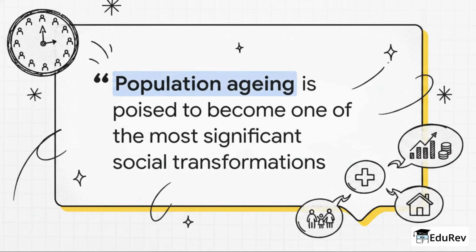Take a look at this thought from former UN Secretary General Ban Ki-moon. He pointed out that population aging is poised to become one of the most significant social transformations of the 21st century. I love this quote because it brilliantly illustrates that populations aren't just dry statistics on a spreadsheet. They're a ticking clock that will fundamentally reshape our entire world, impacting everything from healthcare to the global economy.